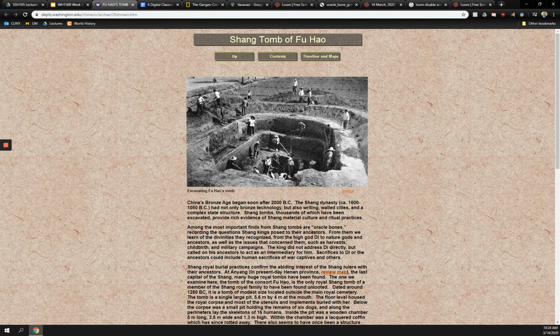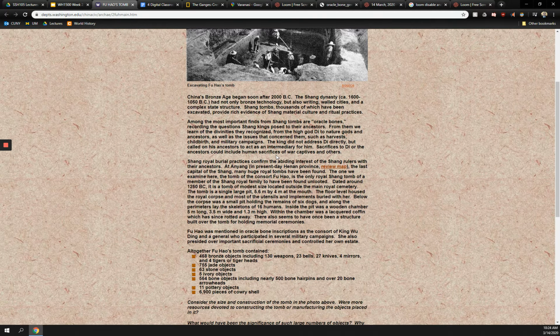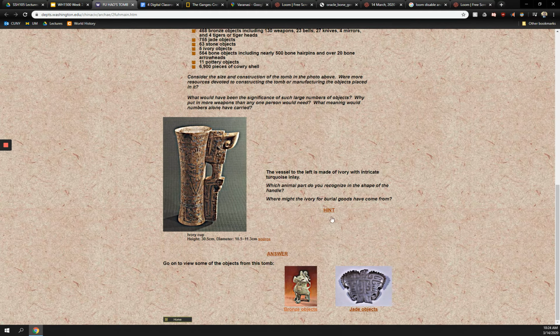But let's look at Fu Hao's tomb just for a minute. This website's a really good one. I know it looks like a very old website. It probably is a very old website, but it has a lot of great little links in it. And you can look at some of the jade objects and bronze objects here.